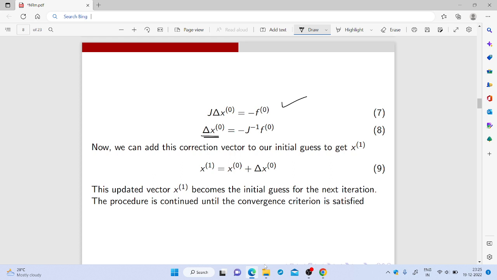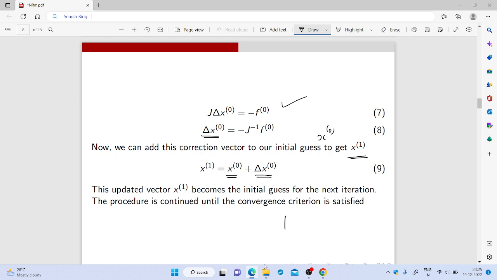Now we can add this correction vector to our initial guess x of 0 to get the updated value x of 1. So x of 1 will be x of 0 plus delta x of 0. This updated vector x of 1 becomes the initial guess for the next solution. So this process is continued till the convergence criterion is satisfied. The convergence criterion we have already seen in the beginning.